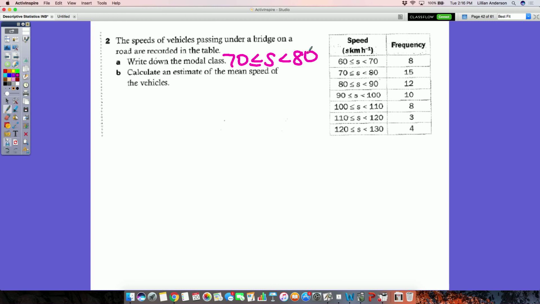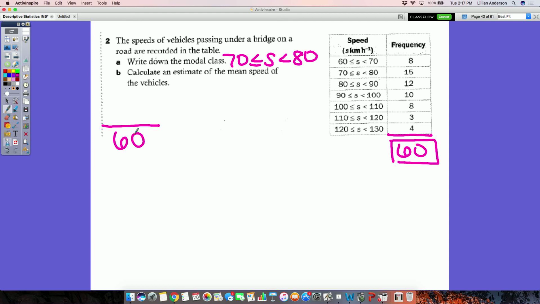Now we have to find an estimate of the mean speed of the vehicles. Again, we need two things. What do we need? We need frequencies, midpoint, and we actually need the total frequency. That's true. Do we have the total? No, we have to add up all these frequencies to get our total. That's going to be the denominator to find our mean. What is that total? 60? Confirmation? Okay. So the total frequency is 60.